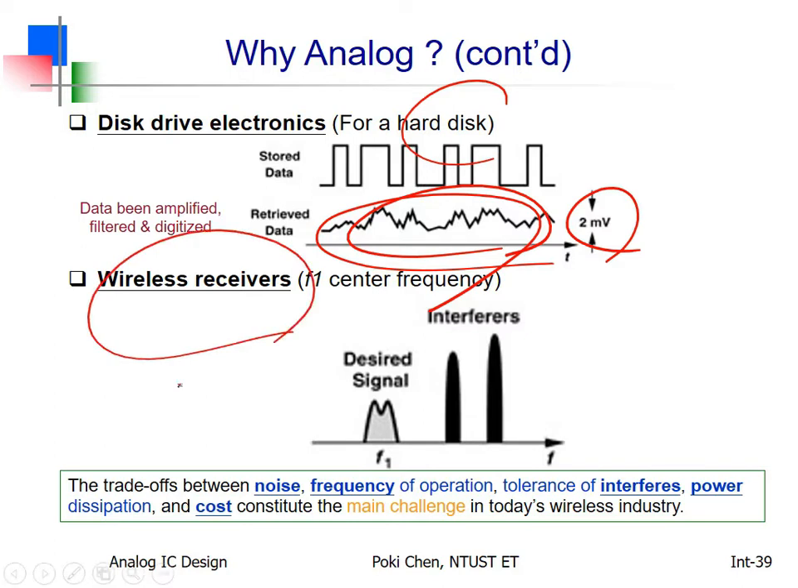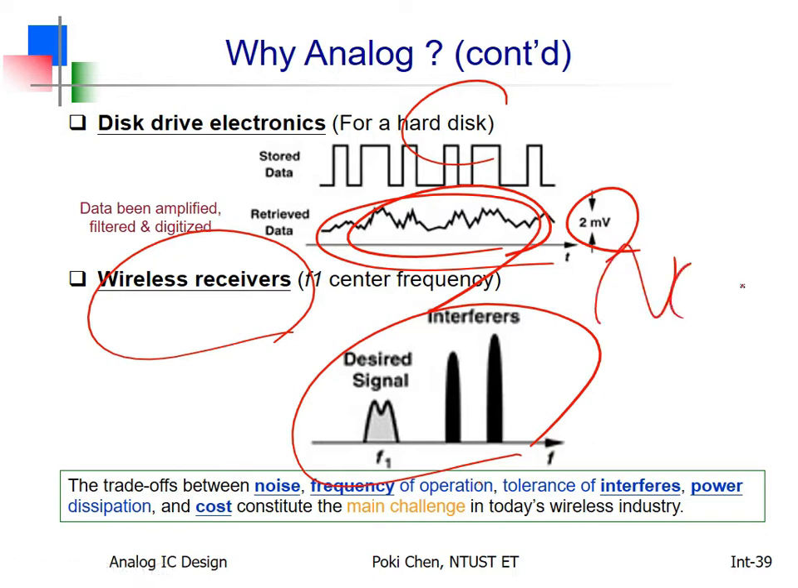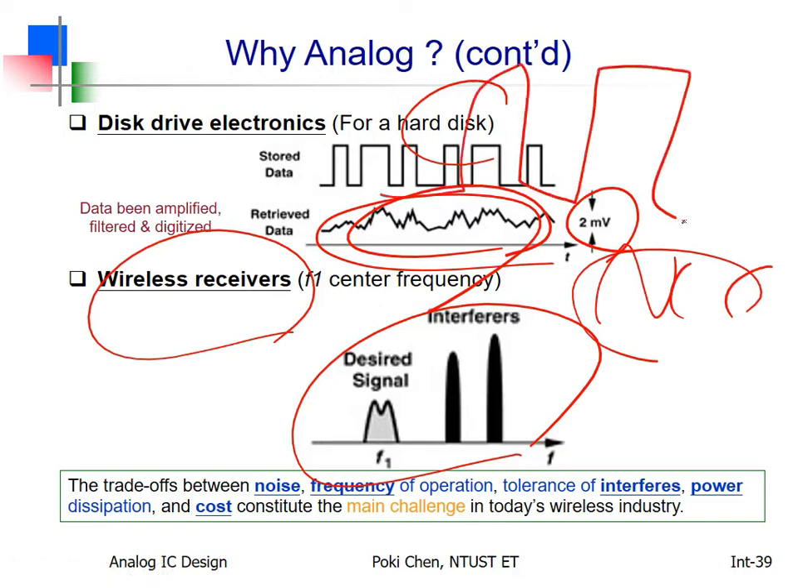For wireless receivers, again, totally in analog domain. No digital guys can design anything like this. To transmit 0 and 1 directly to the air? No, it violates the regulation. In Taiwan, we have NCC, right? And in America, we have FCC or something. Anyway, don't transmit any digital signal into the air.